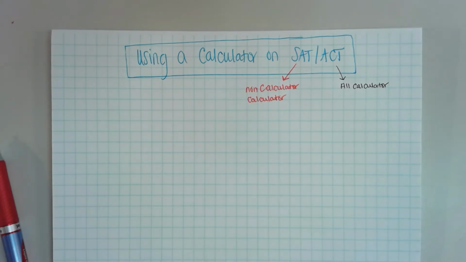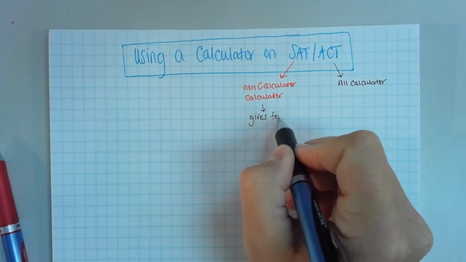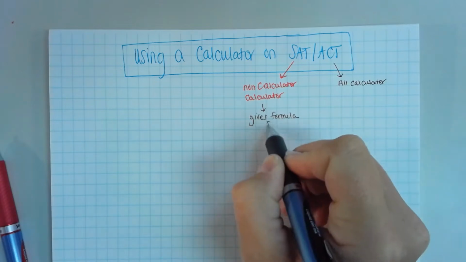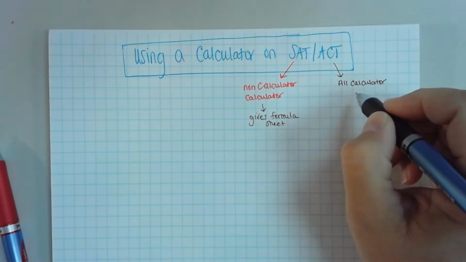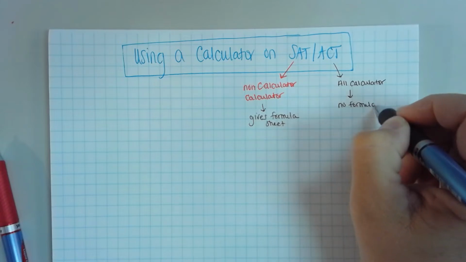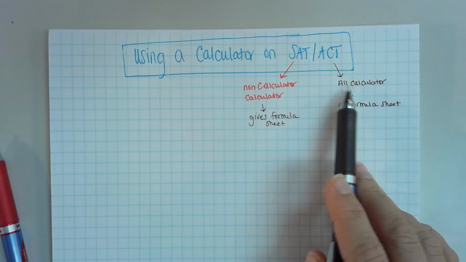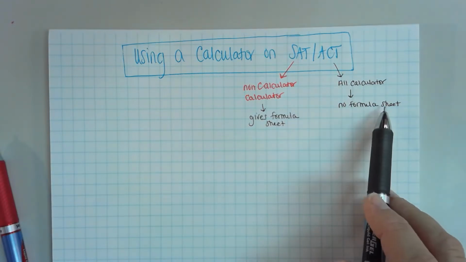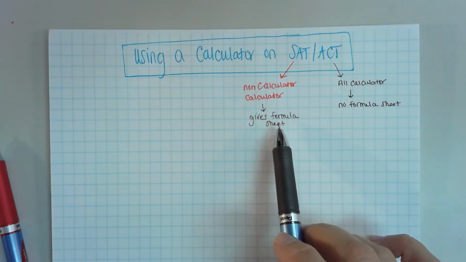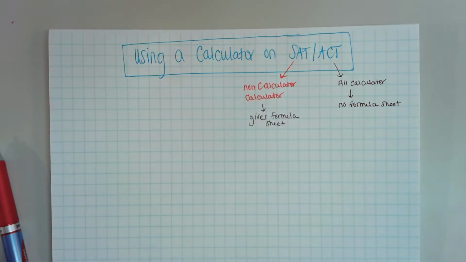The other difference in the two is that the SAT will give you a formula sheet, and I can show you what that looks like, while the ACT has no formula sheet. So it's a trade-off, right? You can use a calculator on the whole thing, but they don't give you any formulas. The SAT gives you some formulas, but there's a part that you may not use a calculator on.